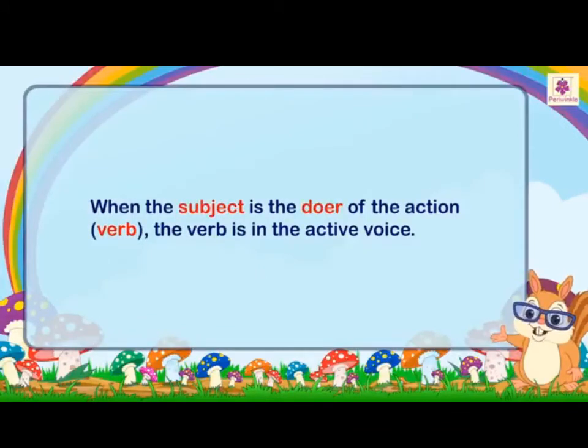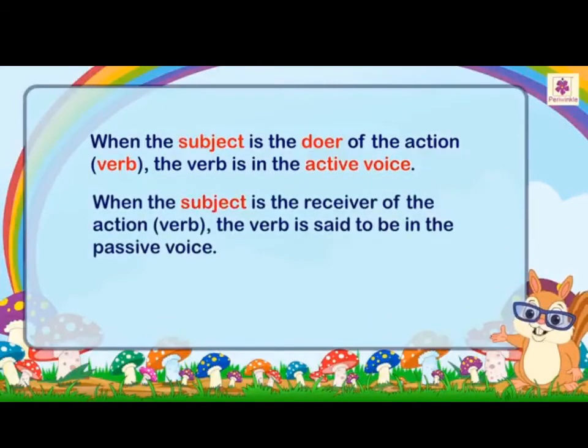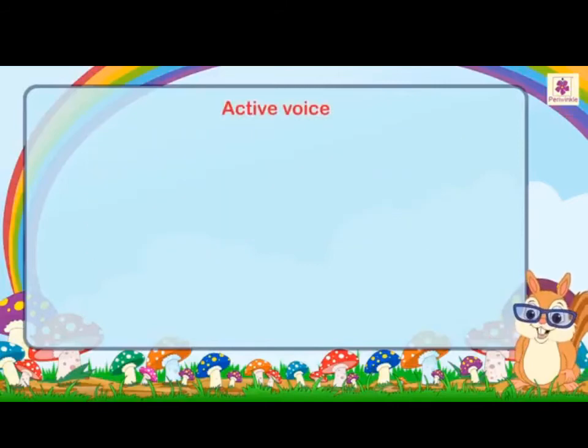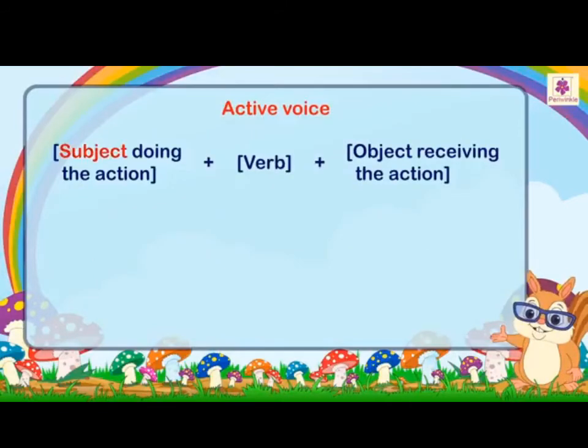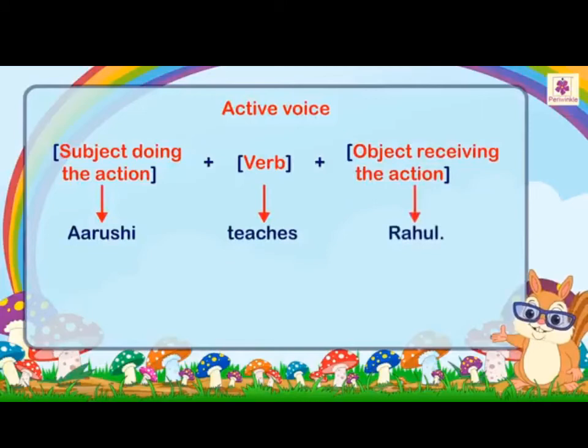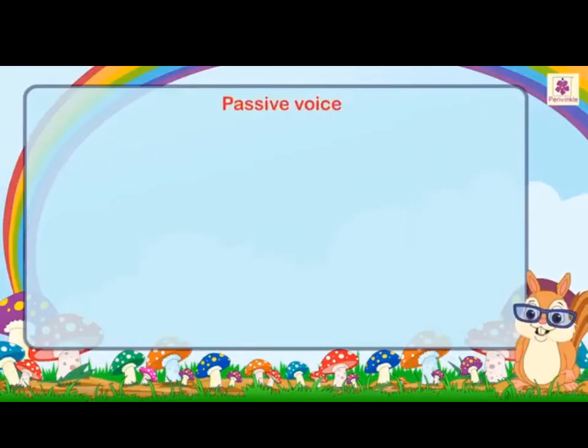When the subject is the doer of the action, the verb is in the active voice. When the subject is the receiver of the action, the verb is said to be in the passive voice. A simple sentence in active voice has the following pattern: subject doing the action plus verb plus object receiving the action. For example, Arushi teaches Rahul.